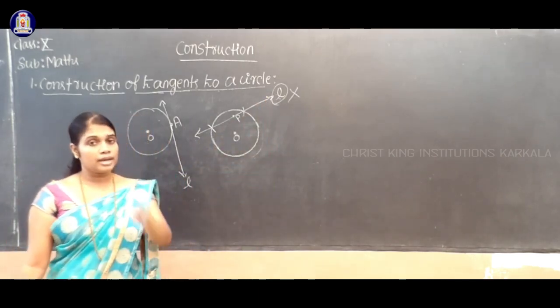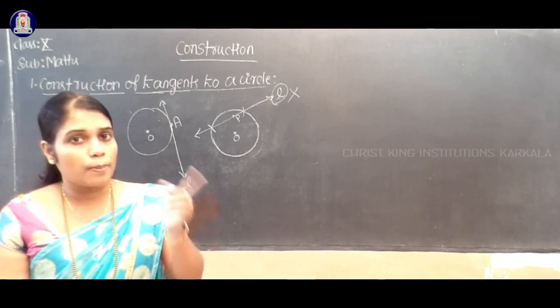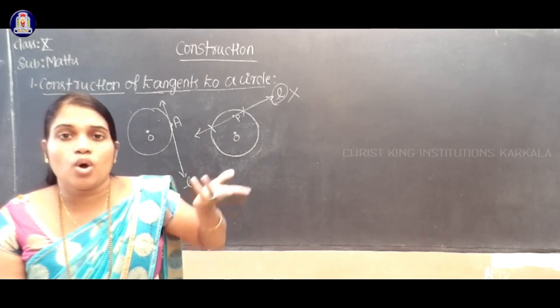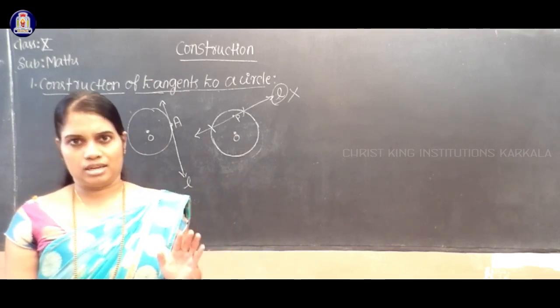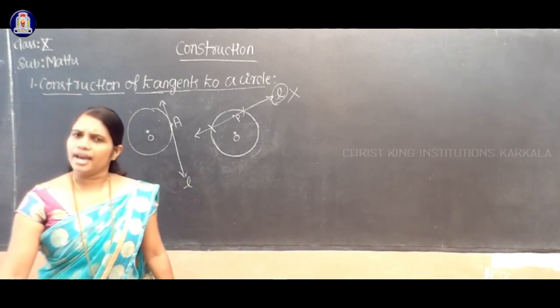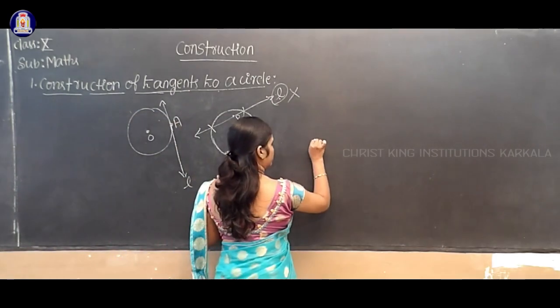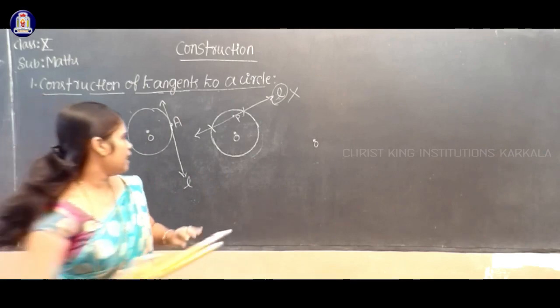So remember, what is the number of tangents we can draw through a point which is inside the circle? No tangent. We cannot draw a tangent through a point which is inside the circle. Now I'll consider another circle. This is the center. I'll consider another circle.